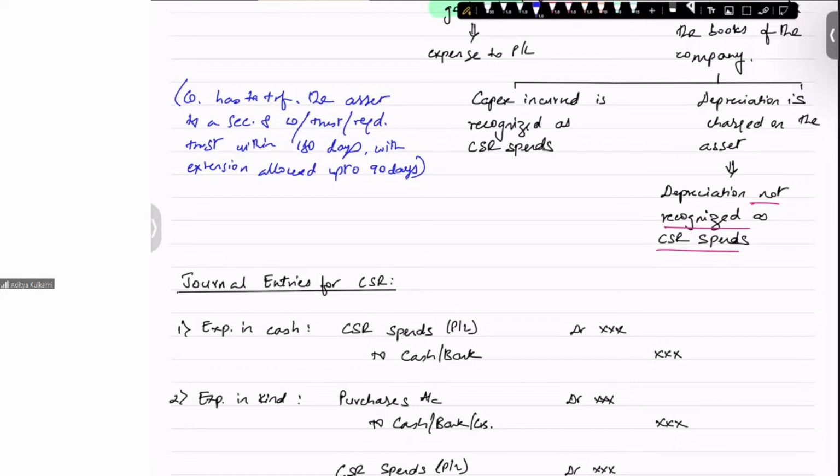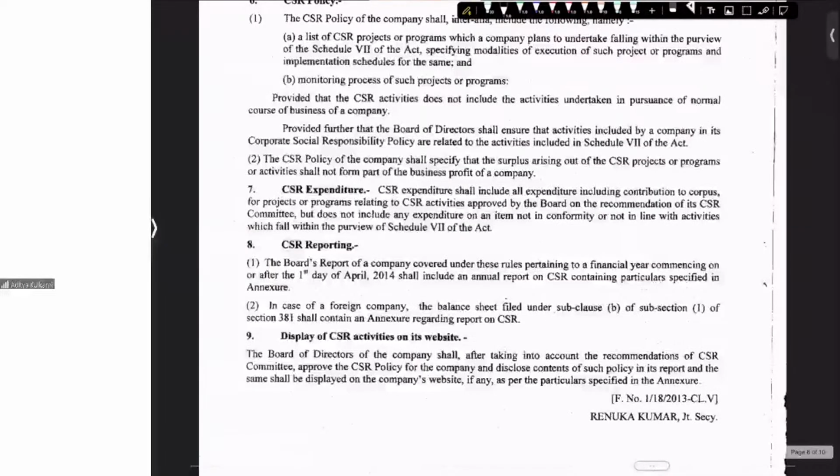It will go as an expense. That's it. You cannot retain this as an asset in the books of the company. The trust will maintain it. So this is what you are going to look at.